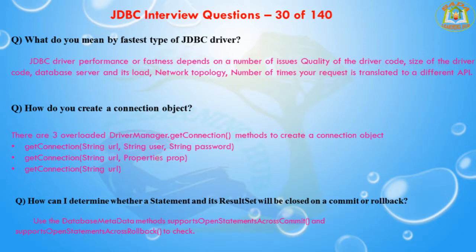The next question is, how can I determine whether a statement or its result set will be closed on a commit or rollback? Use the DatabaseMetaData methods. There are two methods: the first one is supportsOpenStatementsAcrossCommit, and the second method is supportsOpenStatementsAcrossRollback, to check and determine whether a statement and its result set will be closed on a commit or rollback.